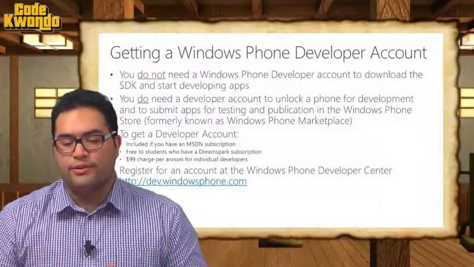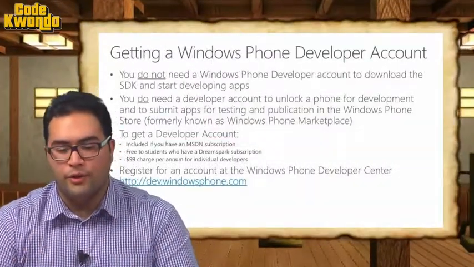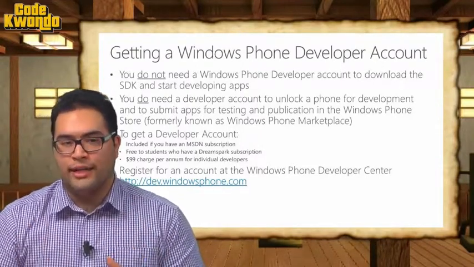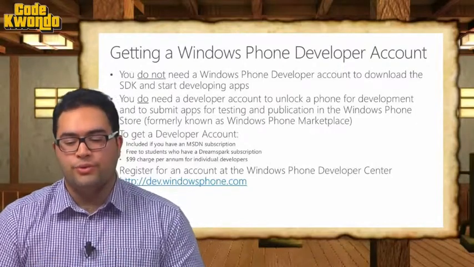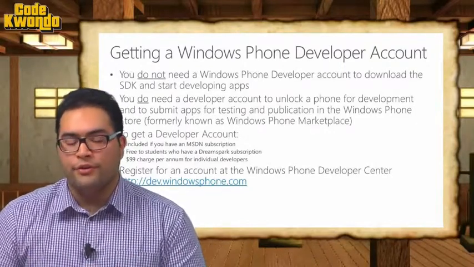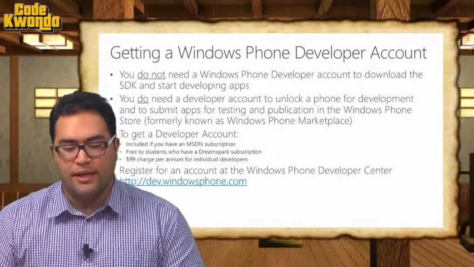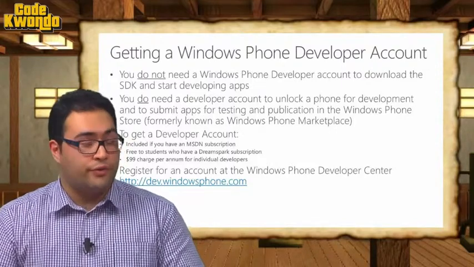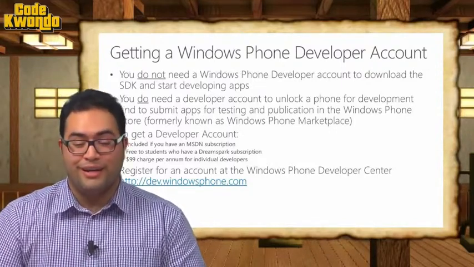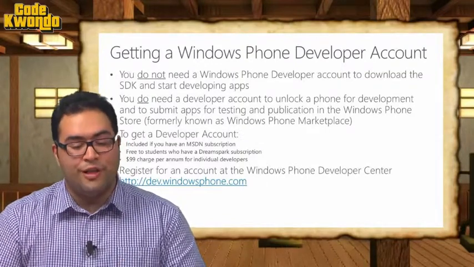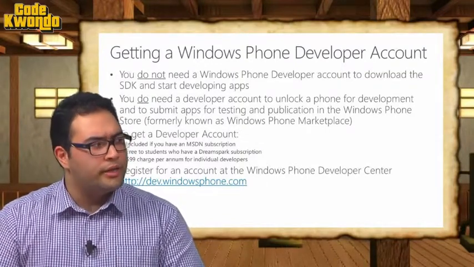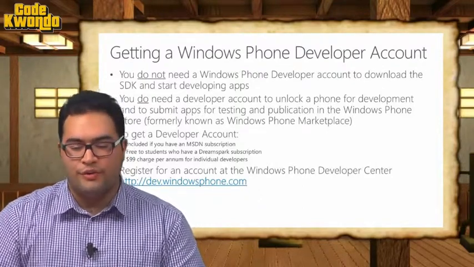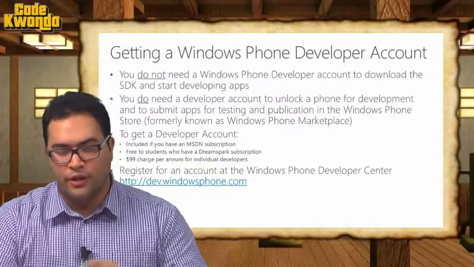So once you've got all that tools installed, all that set up, what you want to do is you actually want to get a Windows Phone developer account. Now, you don't need it to download the SDK and start developing apps, but you do need it if you want to unlock a phone for development or if you want to submit apps to the store. Now, to get a developer account, if you've got an MSDN subscription, it's already included. If you're a student, it's free to students through the DreamSpark program. If you're just an individual developer, the cost is right now, I believe, $20 a year, which is awesome. Now, to register an account, it's just dev.windowsphone.com, and you're good to go. That's the link where you'll get all this wonderful stuff.